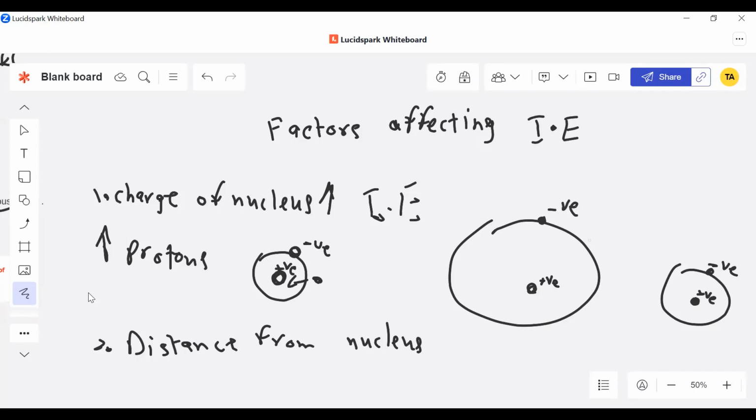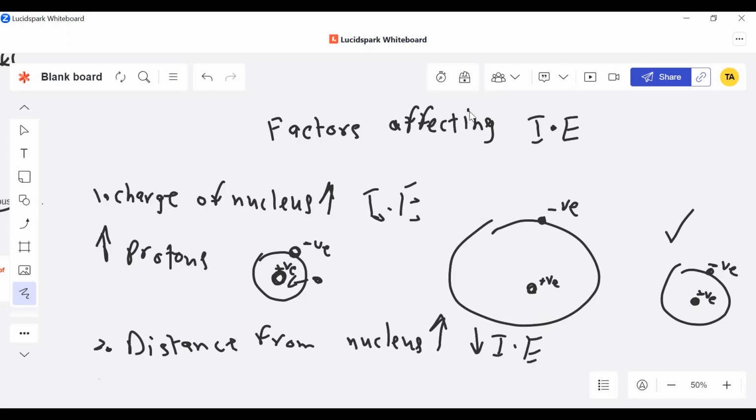So this one right here, the second one, exactly. Since it is closer to the nucleus, it requires higher ionization energy compared to this one. This one right here has weak attractive force. The proton is not pulling the electron greatly, but this one right here has a much stronger attractive force. So the greater the distance from the nucleus, the lower the ionization energy.